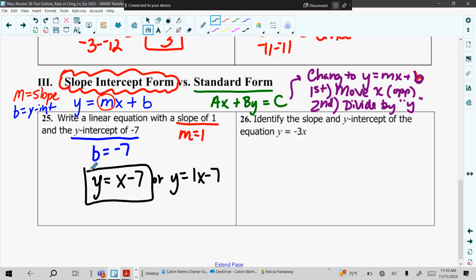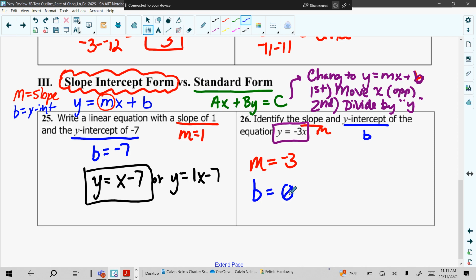On 26, they want you to identify the slope, which is your m, and your y-intercept, which is your b, from this equation, y equals -3x. So what represents the m? -3. Yep, very good. And b is just 0. We don't see a plus or minus b, so it doesn't exist, so it's 0.